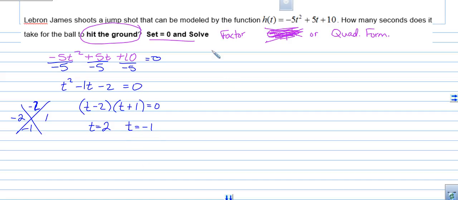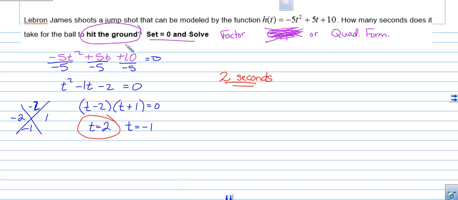Remember, we're talking about a real-life situation, so he couldn't have shot the ball and then it landed on the ground negative 1 seconds ago, but it could have landed on the ground 2 seconds after he shot it. And so the correct answer for this one would be 2 seconds. And in real life, that makes sense. Shoot a ball, 1 Mississippi, 2 Mississippi, it hits the ground. Okay? So that could be realistic.